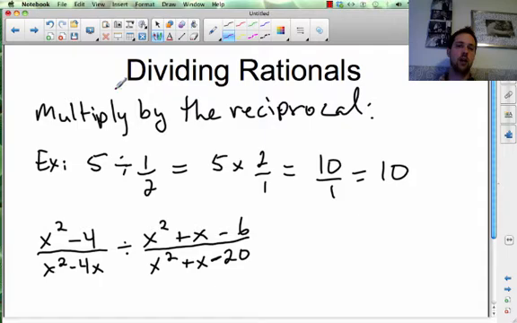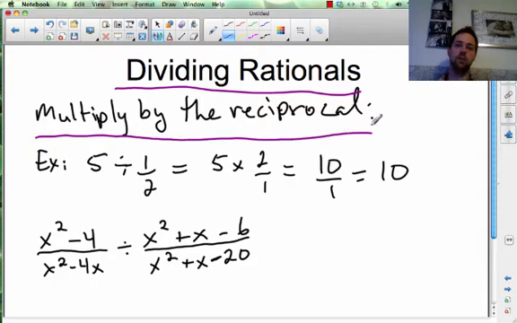Alright, dividing rationals. There is an alternate method in the textbook. If you want to explore it, feel free to go ahead and take a look. It involves finding a common denominator and then just dividing. I find this way easier and foolproof, but if you have questions about the other method or you prefer to use it, then we'll use it.